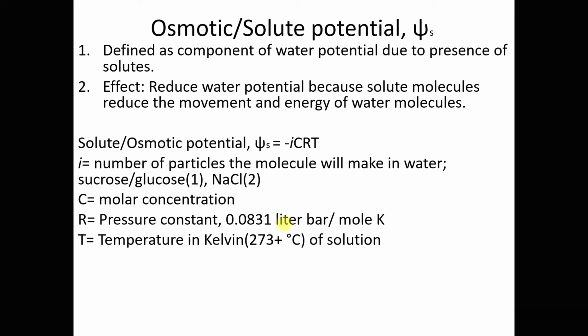How do you convert degrees Celsius to Kelvin? Whatever the figure in degrees Celsius, you just add 273. So you will get the temperature in Kelvin. So this is the formula to calculate solute potential.